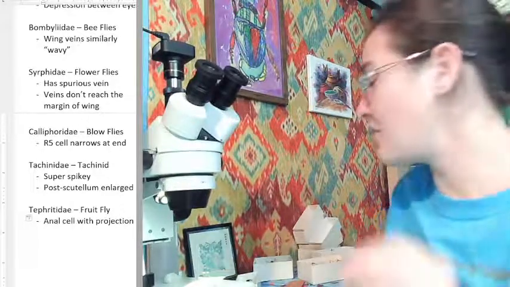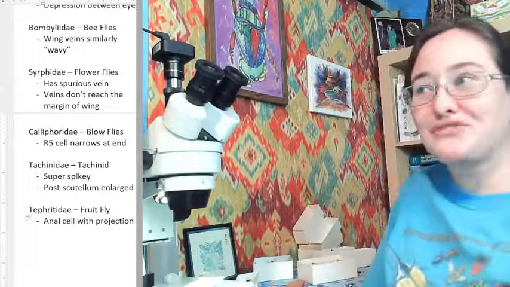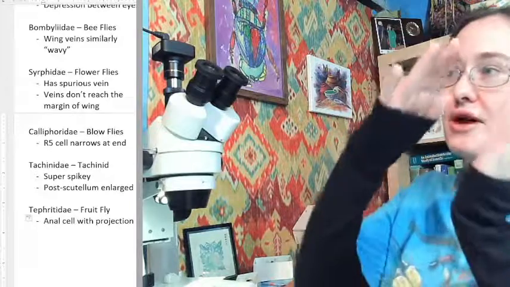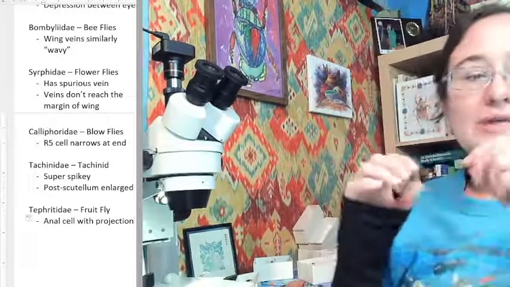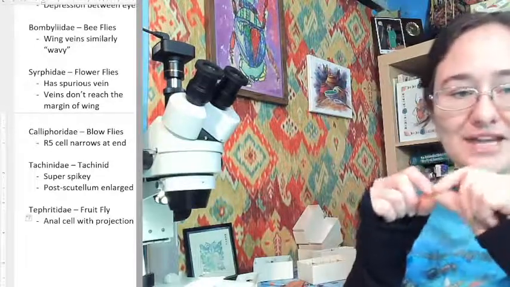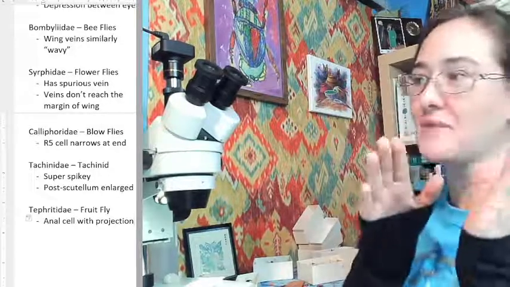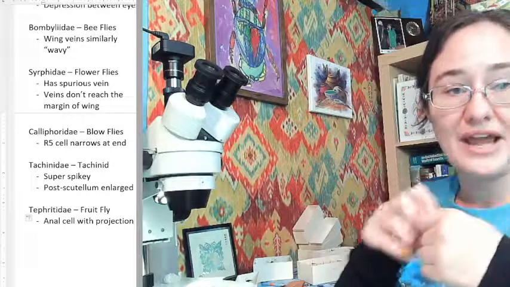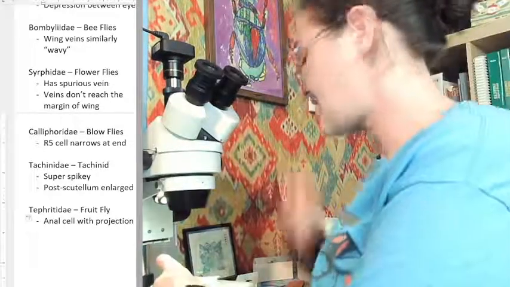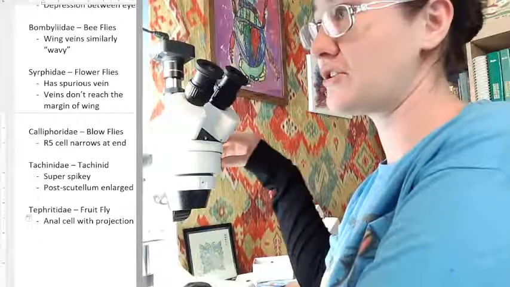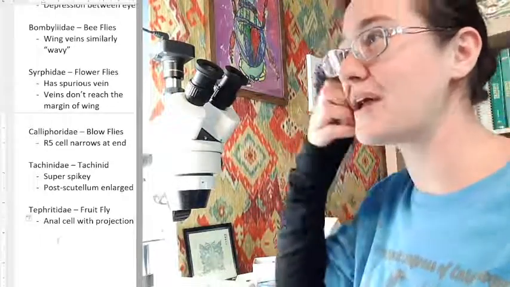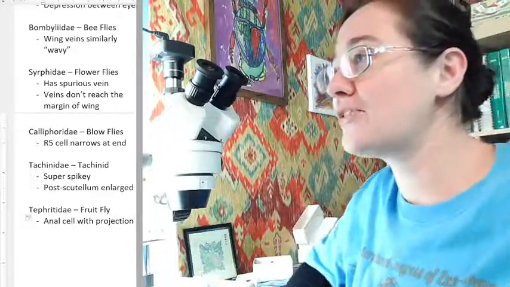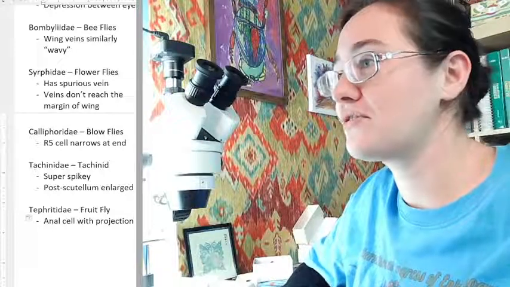All right. So with the fruit flies, with the tephritids, we're going to be looking at the end of the wing, or the bottom side of the wing, and we're going to be looking for a very particular little angle that comes out of the cell, and all tephritids or all fruit flies are going to have these. There are a couple of wing venation characteristics that we'll look at, but that's the big one that I remember saying, oh, that's how I know. We'll look at a couple of different characters also.